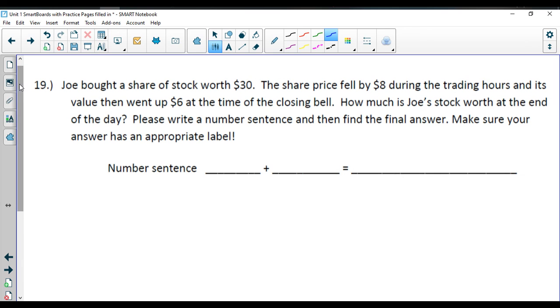Number 19, Joe bought a share of stock worth $30. The share price fell by $8 during the trading hours, and its value then went up $6 at the time of the closing bell. How much is Joe's stock worth at the end of the day? Please write a number sentence and then find the final answer. Make sure your answer has an appropriate label. So I'm going to have you go ahead, write, and then choose your matching number sentence.